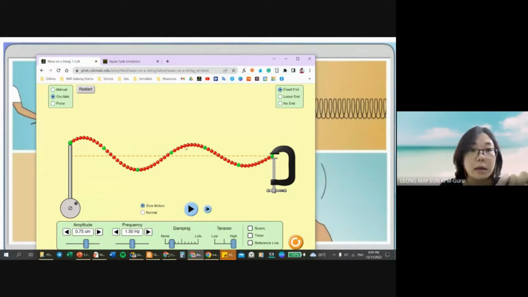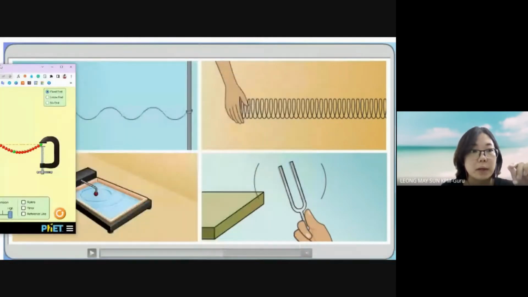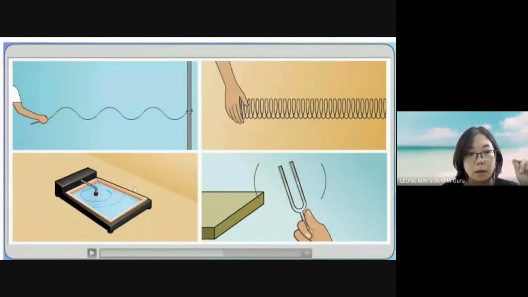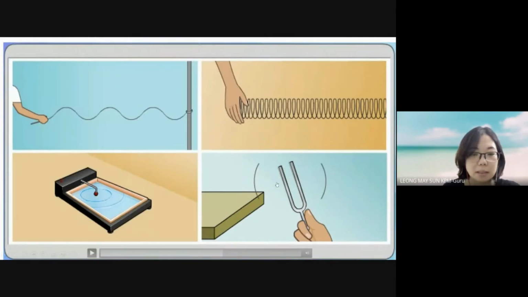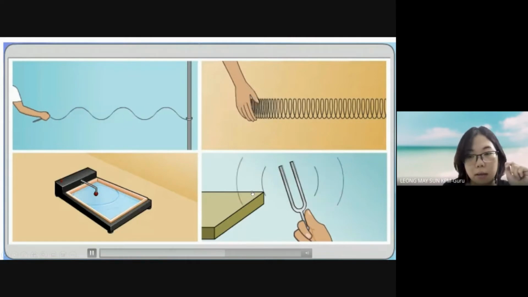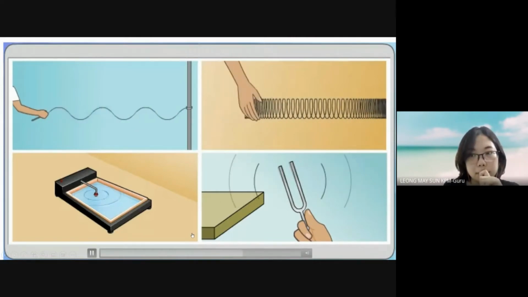So let's go back to this particular video. The disturbance for the top left is the person moving the string up and down. The disturbance on the top right is the hand pushing it forward and bringing it backwards again. For this one, it's the ripple tank source that is causing the disturbance. And for the tuning fork, it was just now the hitting part. Vibrating systems produce waves.